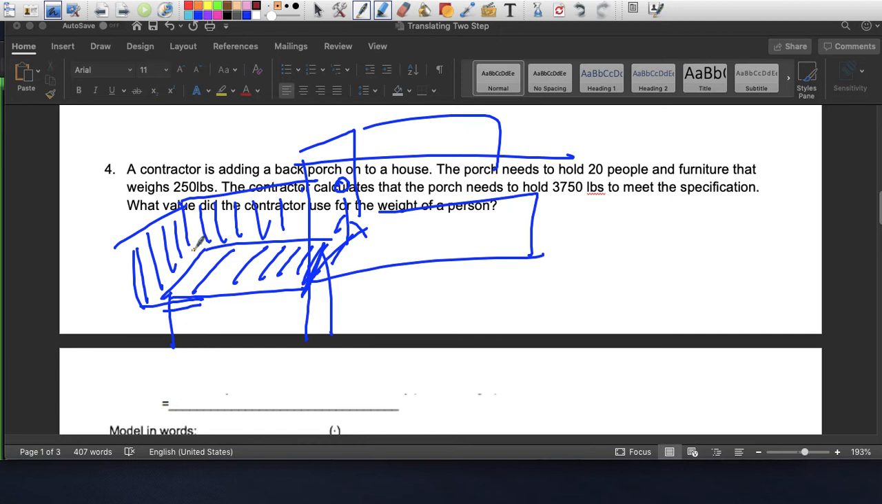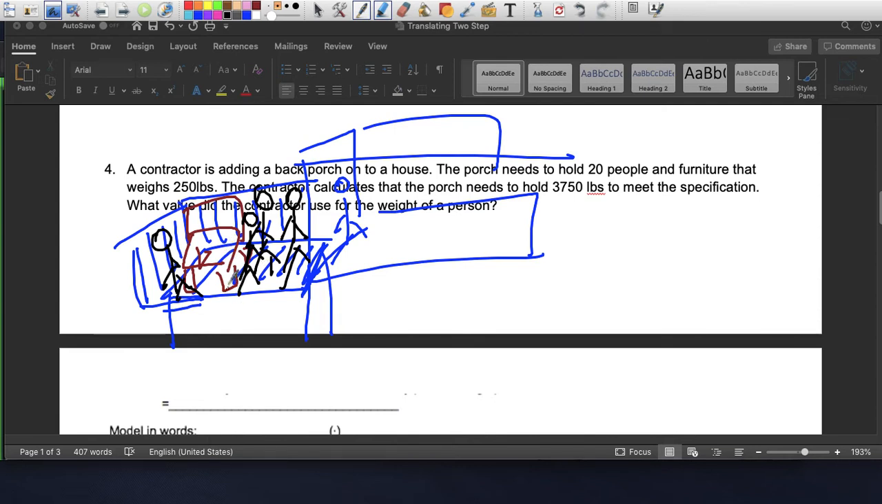There's going to be some furniture, so let's draw a sofa, for example. Here's a sofa, and that sofa weighs 250 pounds. I'm going to change colors and put some people here. On that porch, you need to hold 20 people. I can't draw 20 people, so there's going to be 20 people on the porch plus that furniture.